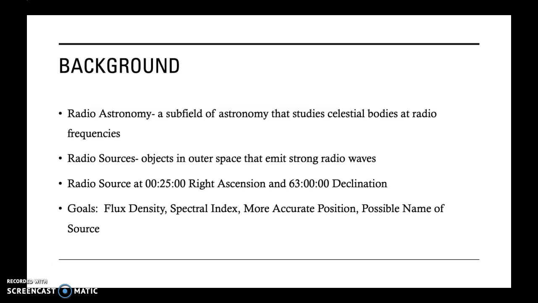In this experiment, we were informed of an unknown radio source at approximately 25 right ascension and 63 declination, and set goals to meet throughout the process. The first was to calculate the flux density, or strength of the object, then the spectral index, a more precise location, and finally finding a possible name of the object.